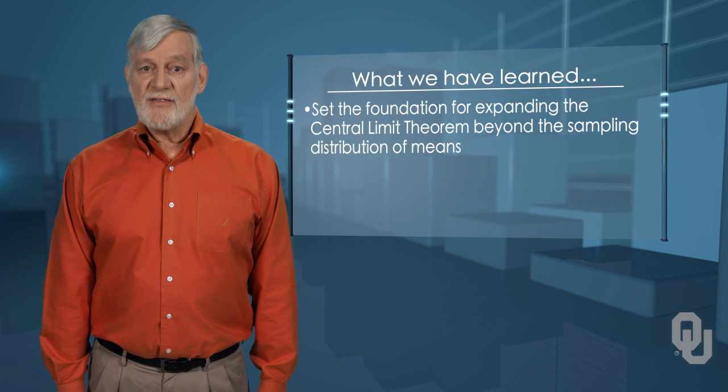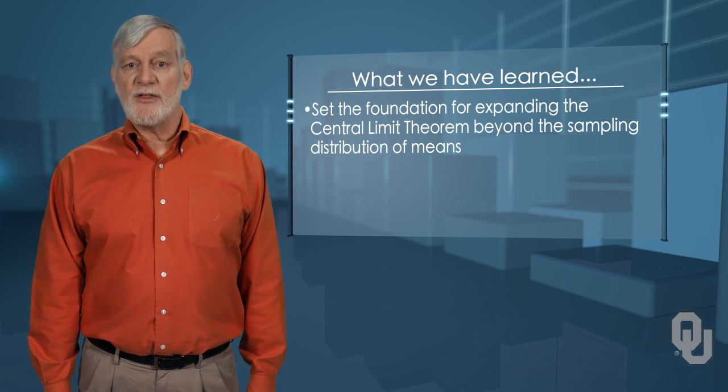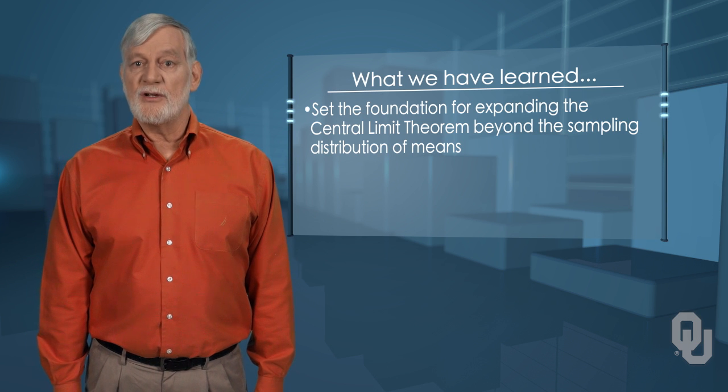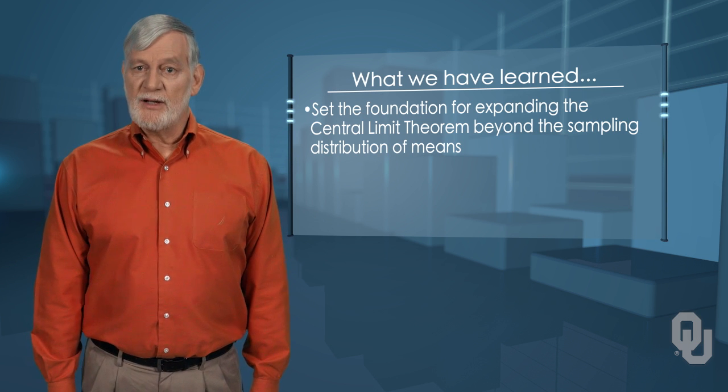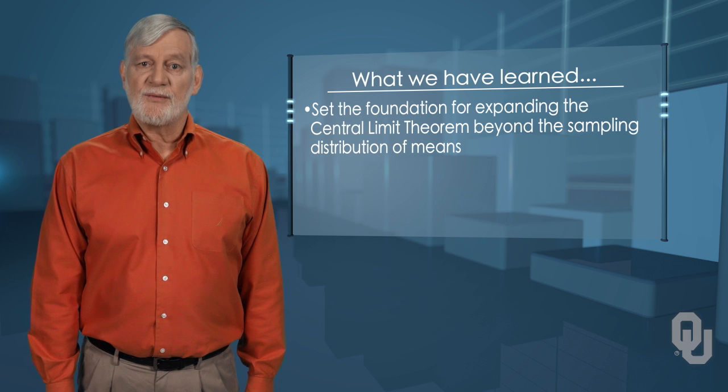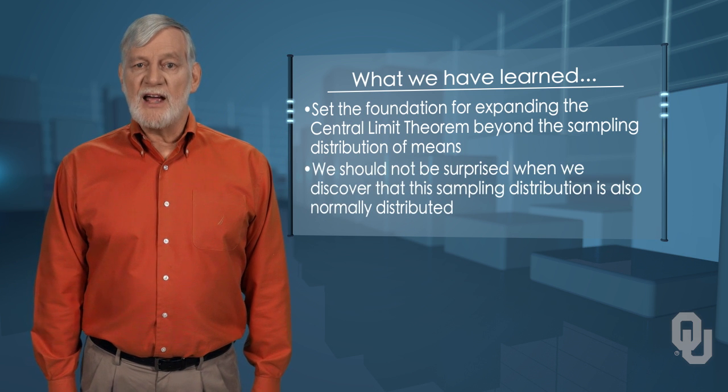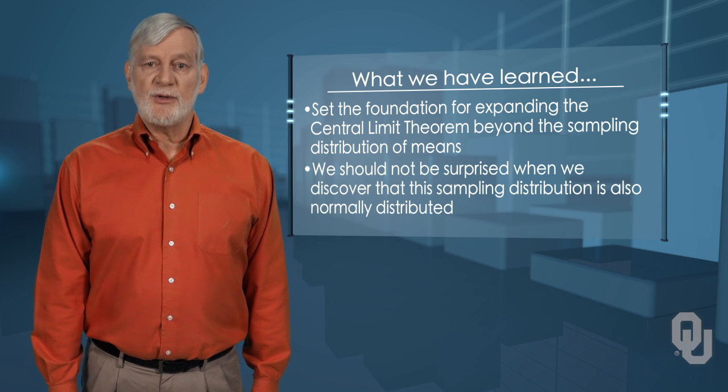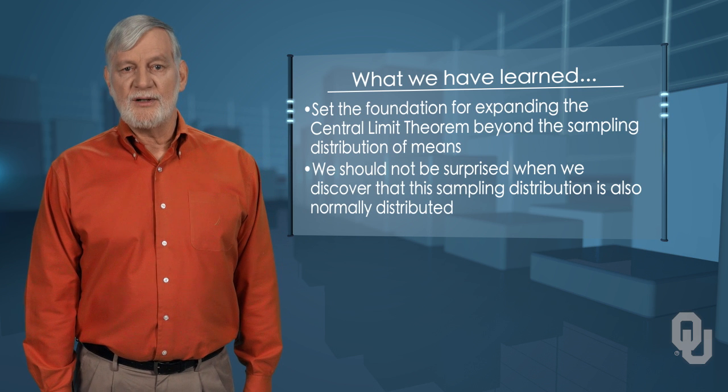We have also set the foundation for expanding the central limit theorem beyond the sampling distribution of means. There is a sampling distribution for sample proportions. We should not be surprised when we discover that this sampling distribution is also normally distributed.